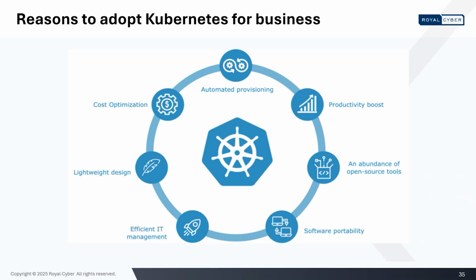The benefit of automated provisioning is it reduces the operational overhead. Then comes the productivity boost. Developers can focus on building and deploying applications instead of worrying about the complexity of infrastructure. It easily integrates with CI/CD pipelines and open source tools. So AKS supports a huge ecosystem of open source tools like Prometheus, etc. Then software portability. We can run our applications wherever we need with minimal changes.